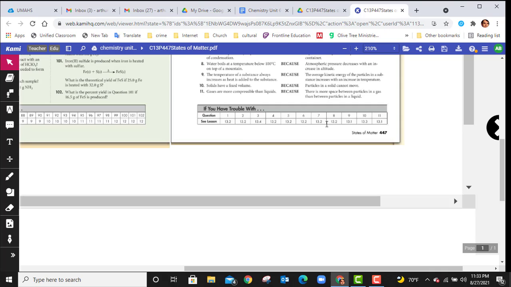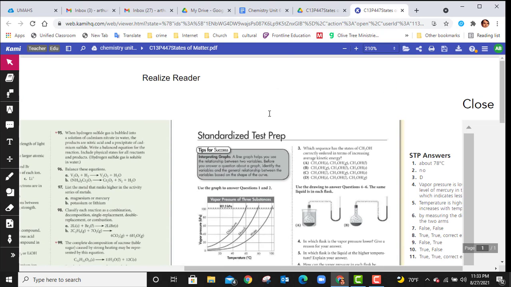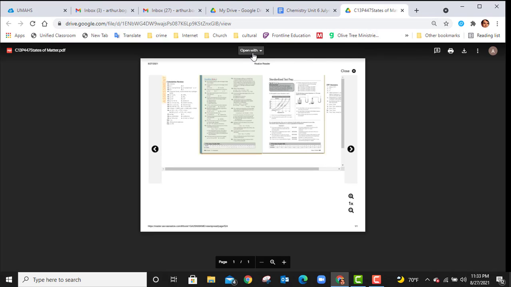Now, how could you implement this unit plan?